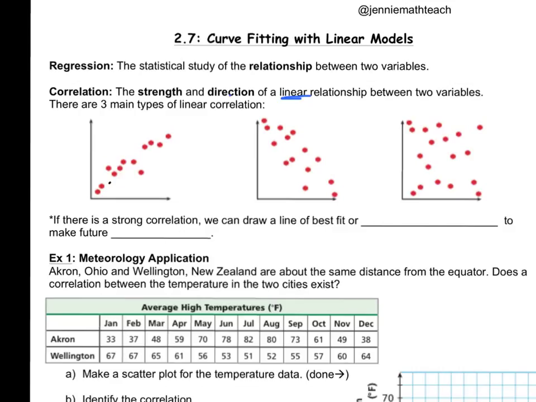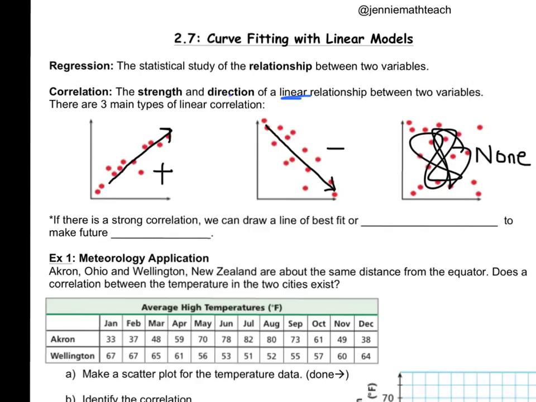So from left to right, these dots are all going up. So this correlation is positive. These dots from left to right are all going down, so this correlation is negative. These dots are all over the place. We have no idea where they're going from left to right, so there is no correlation, or none. The stronger the correlation, the closer your dots are to that line.